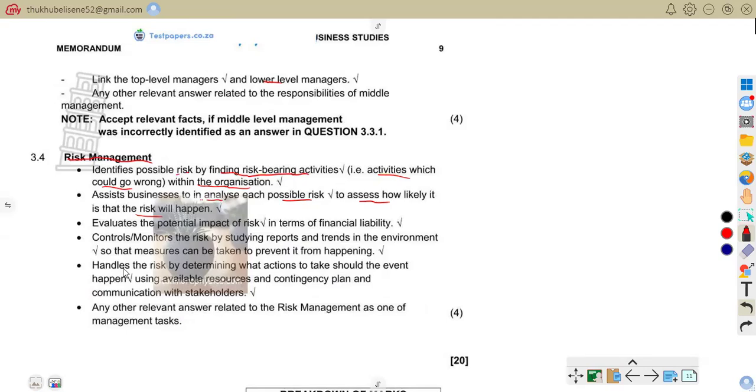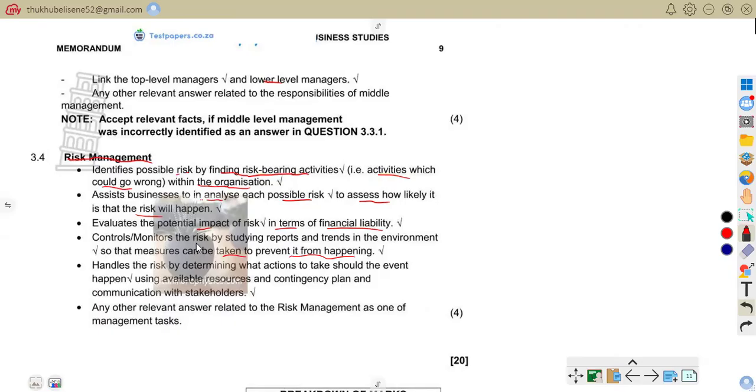They evaluate the potential impact of risk in terms of financial liability so that measures can be taken to prevent it from happening. Meaning to say, they evaluate financial impact, for example, estimating cost of replacing damaged stock.